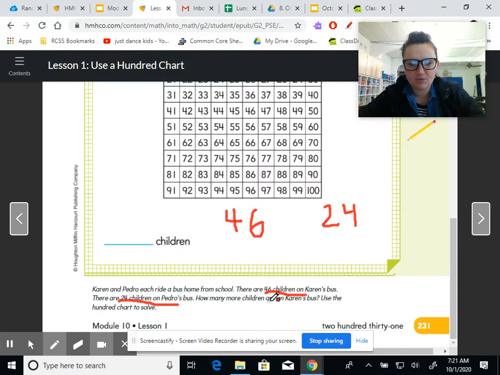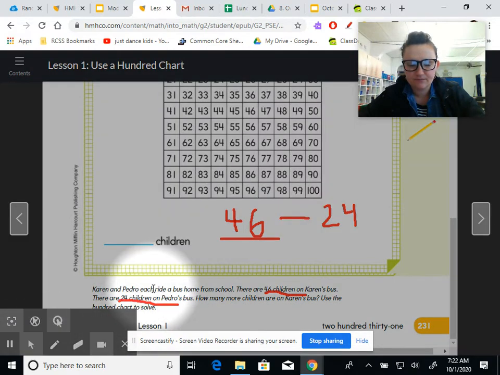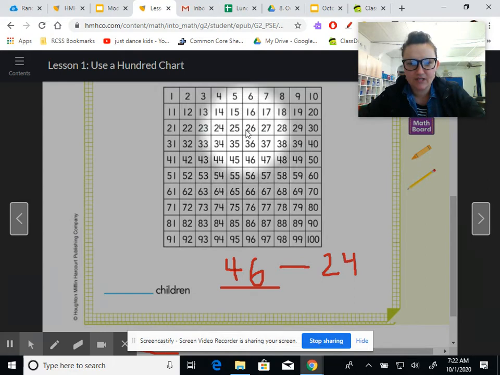Okay, then it says how many more children are on Karen's bus. Okay, see, Karen has a lot more kids than Pedro does. So how many more are there? That usually means for this type of problem, it's talking about subtraction, right? Because there are 46 and then there are 24. So we're going to do subtraction. Okay, so now what I want you to do is I want you to either find the number 24 and count up to 46, or you can start at 46 and count back to 24. So go ahead and see if you can solve it with your hundreds chart.